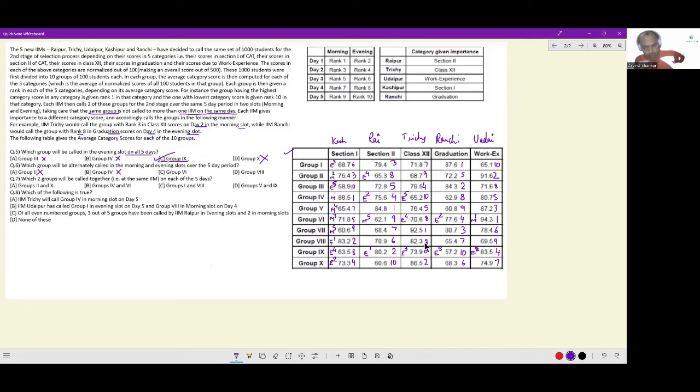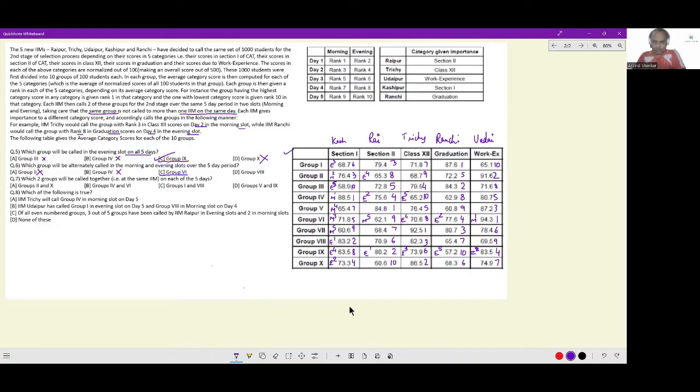On day 1, it gets morning slot. On day 2, it gets evening slot. On day 3, it gets morning slot. On day 4, it gets evening slot. On day 5, it gets morning slot. So alternation is happening. Group 6 seems fine, but we will check the last option also and see if it is working out.